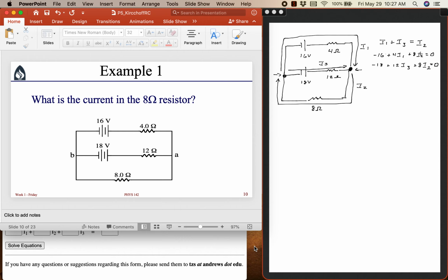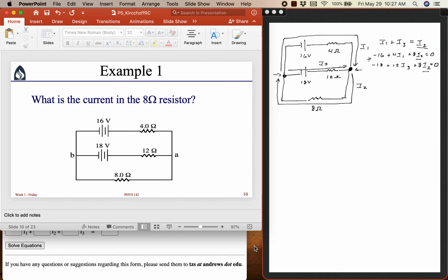And in the second equation, I have an I1 and an I2, and in the third one, I have an I3 and an I2. So the I2 is common to all 3 equations. All 3 equations have an I2 in them. So then the strategy is to take 2 of these loop rule equations and solve them for the other thing.